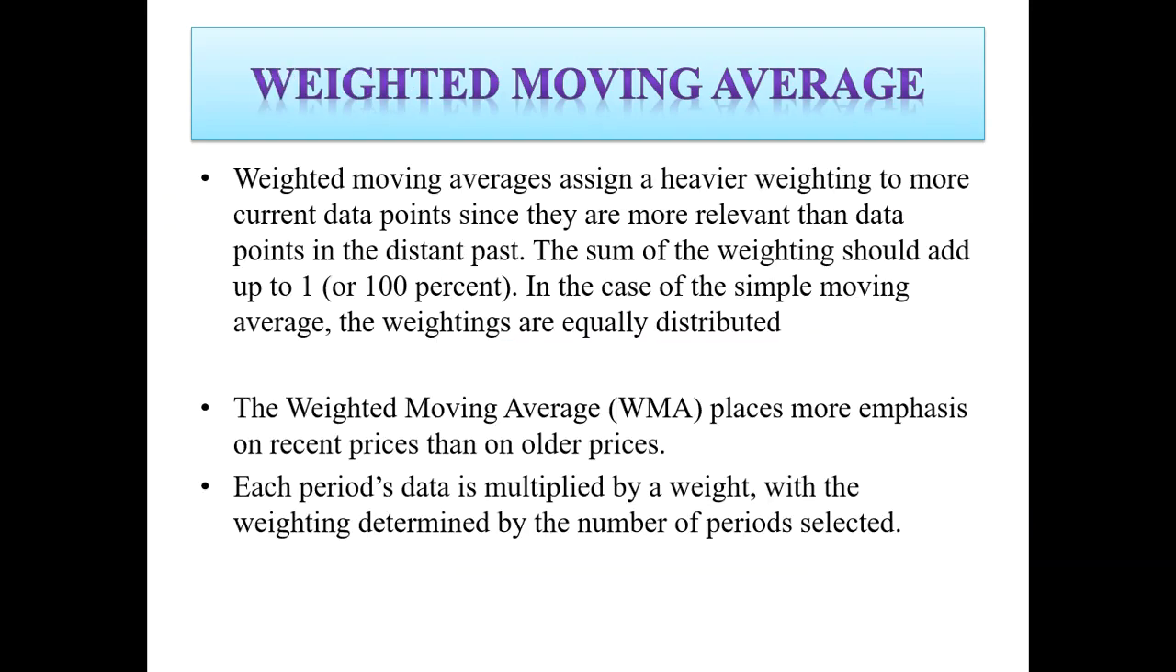Now let's see the weighted moving average. Weighted moving averages assign a heavier weighting to more current data points since they are more relevant than data points in the distant past. So the sum of the weighting should add up to 1 or 100%. In the case of simple moving averages, the weightings are equally distributed. The weighted moving average places more emphasis on recent prices than on older prices. So each period's data is multiplied by a weight, with the weighting determined by the number of periods selected.